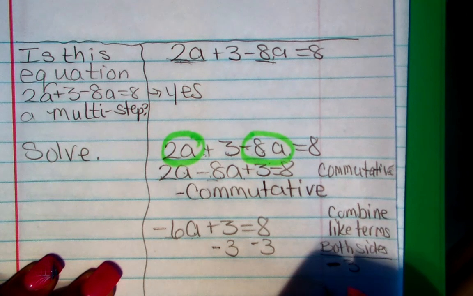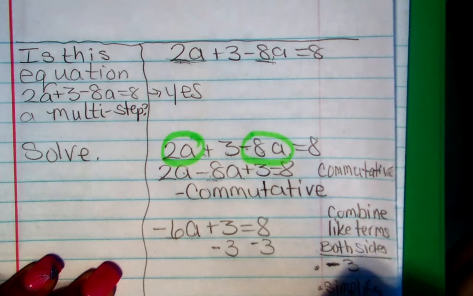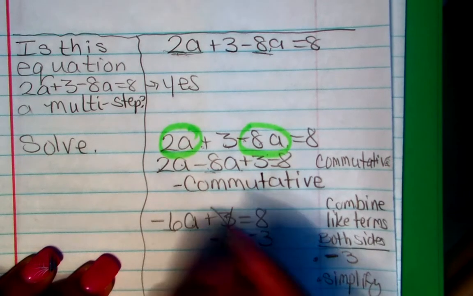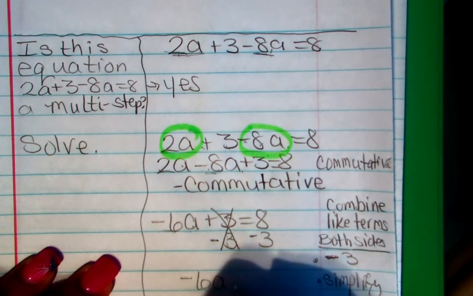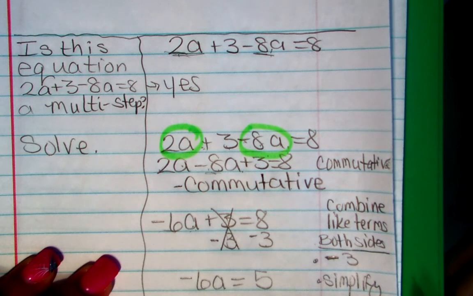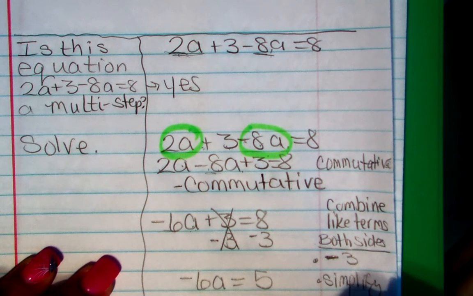Then I'm going to simplify. So the additive inverses, their opposites, go to 0. That brings the negative 6a down from the left side. Then 8 minus 3 gives me 5. Okay. Am I done? Absolutely not. Have I isolated the variable a? No, I haven't.